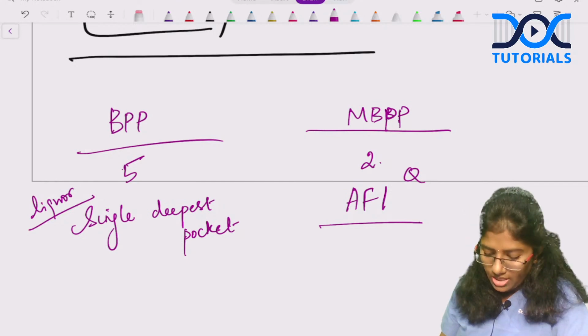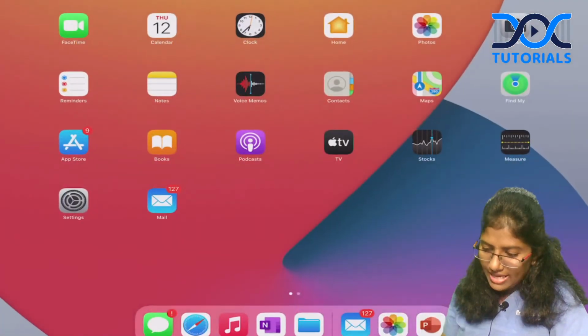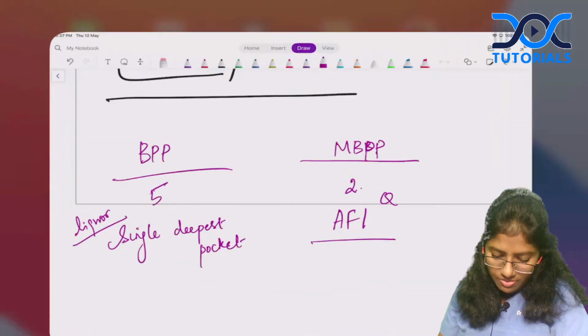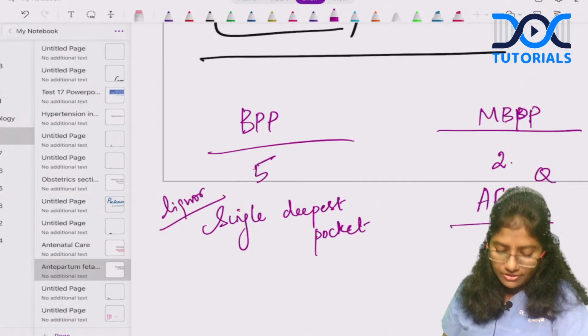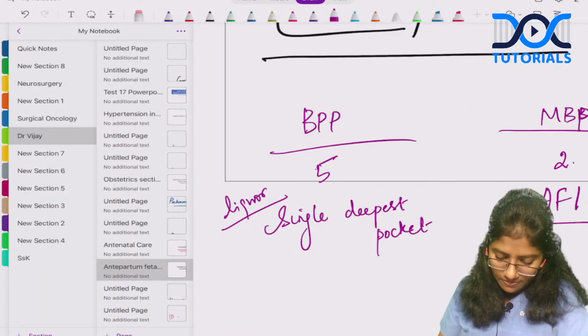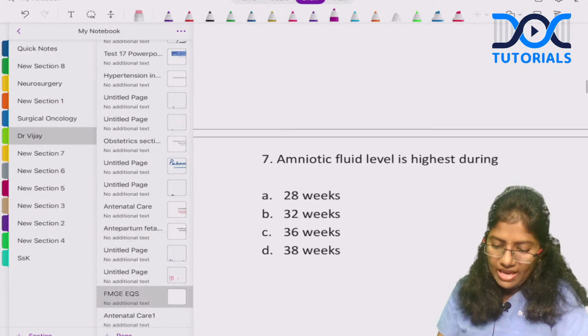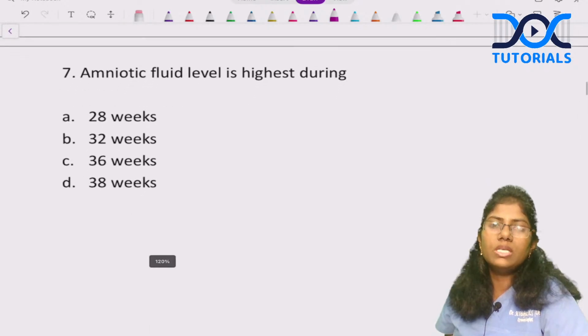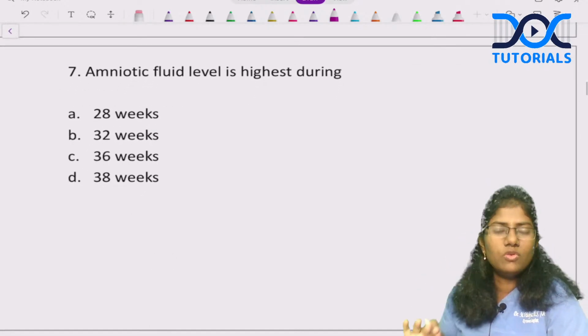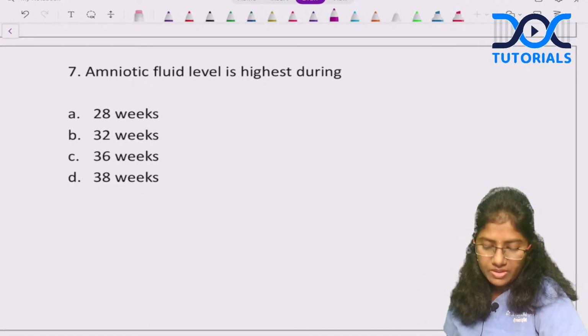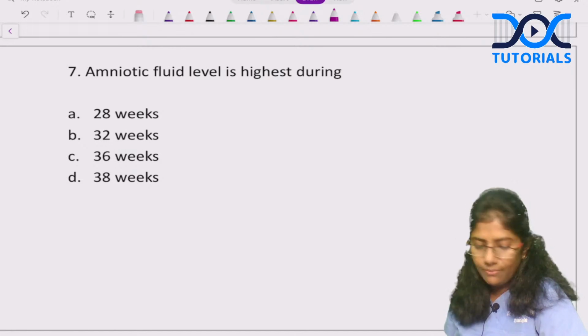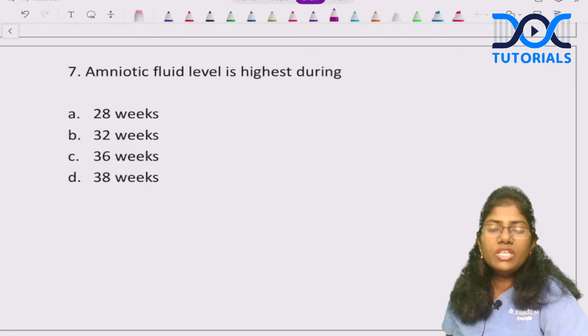Now let's move on to the next topic. The next is about amniotic fluid. Guys, this is your old FMGE question. So we have almost discussed 3 to 4 important topics. Now we are entering into the 5th topic. Now tell me the answer for this question.